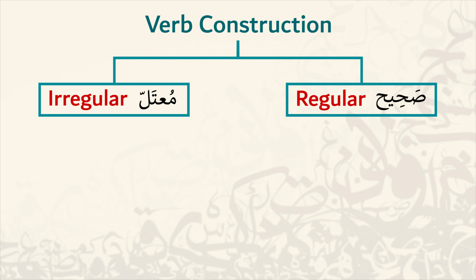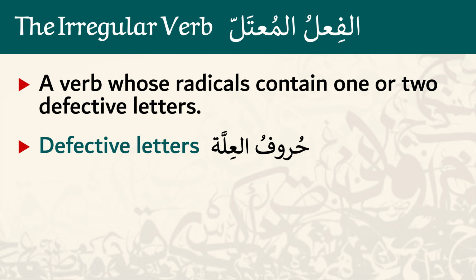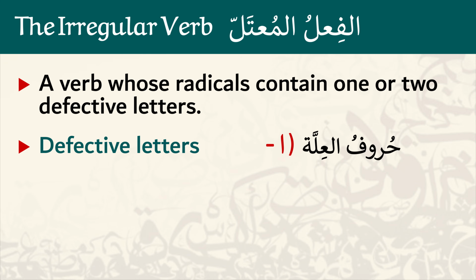Sometimes they're also called sound and unsound verbs. Let's define the irregular verb first. It's a verb whose one or two of its radicals is a defective letter. Defective letters in Arabic are called حروف العلة, and they are three: alif, waw, and ya.